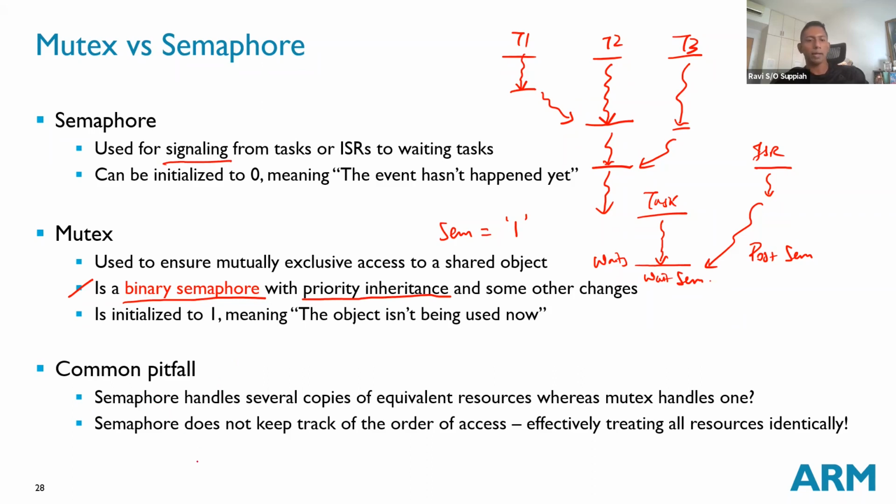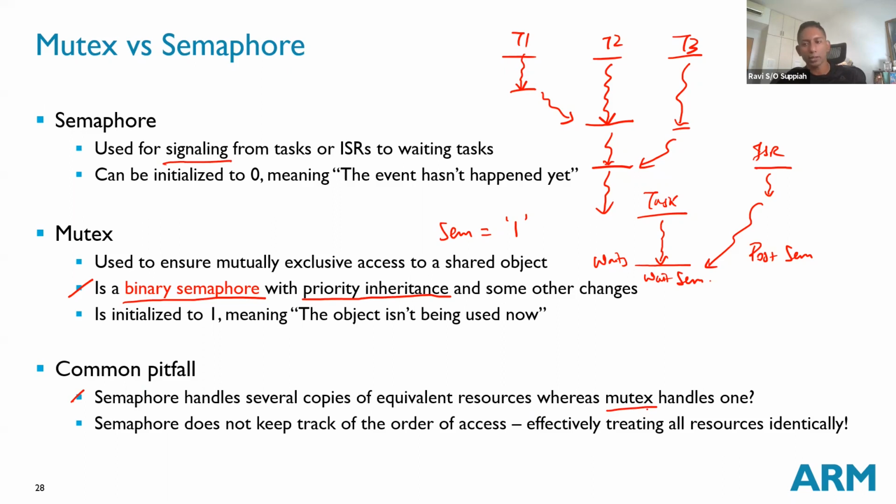Okay, common pitfall. Semaphore handles several copies of equivalent resources, whereas Mutex handles one. This concept is a bit misleading. When you say semaphore, yes, we have multiple resources that you can control. Mutex is not meant to handle a situation where you have a lot of resources and you're trying to allocate. Mutex is used in the context of providing protection to a shared resource.